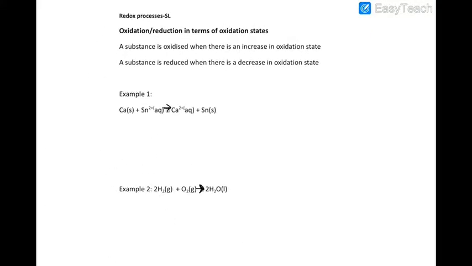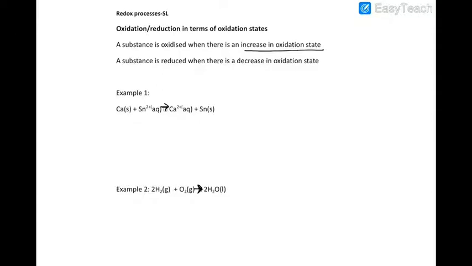Hi everyone. So now that you know how to find oxidation states of an element in a compound, we'll be able to define oxidation and reduction in terms of oxidation state. Whenever you have oxidation, there's going to be an increase in oxidation state, and whenever you have reduction, there's going to be a decrease in oxidation state, which means that you'll need to find the oxidation state of the species at the beginning of the reaction, on the reactant side, and on the product side.